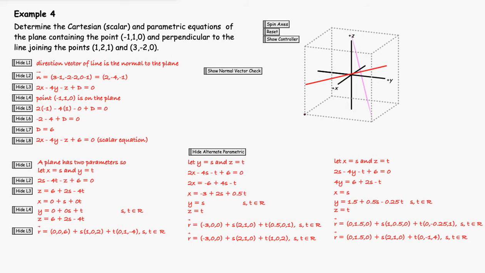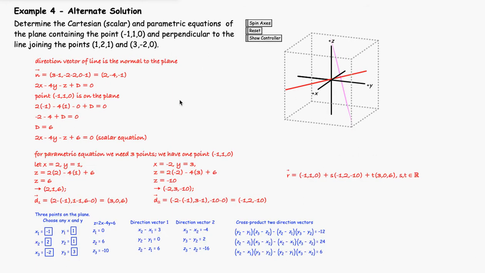The other way to do it, I'm going to show you on this slide, is to find 3 points. If you have 3 points, then you can find the direction vectors from the 3 points. So what I could do is just arbitrarily find the points. We have 1 point, negative 1, 1, 0. To find another point, I just arbitrarily choose. I choose x to be 2 and y to be 1.